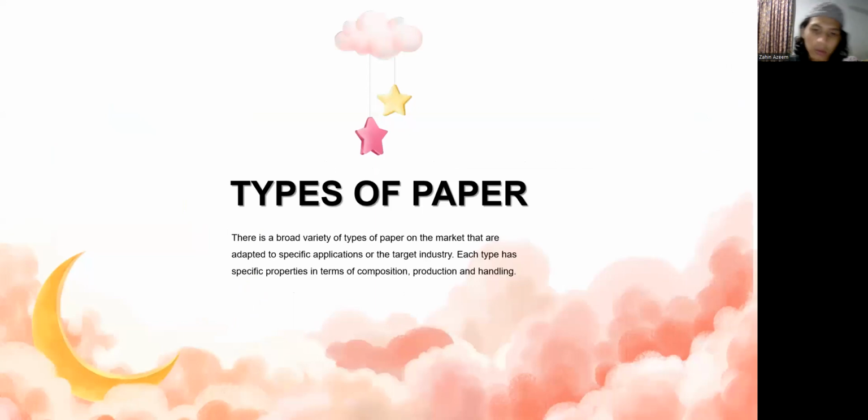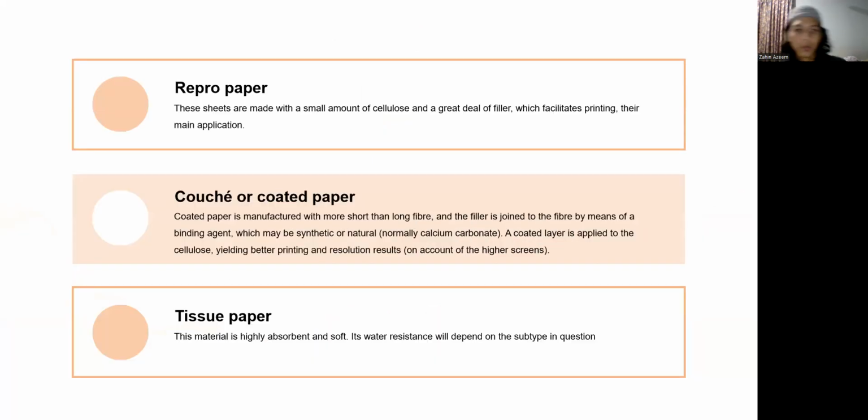After that, we go to the most common types of paper. There is a broad variety of types of paper on the market that are adapted to specific applications or the target industry. Each type has specific properties in terms of composition, production, and handling. I will briefly tell you about each type of paper, and then elaborate more later. First is repro paper.